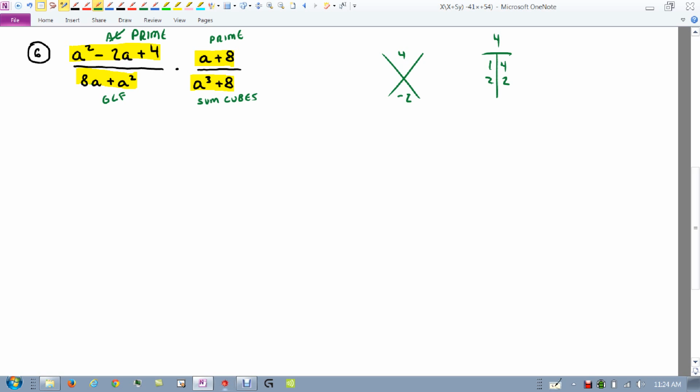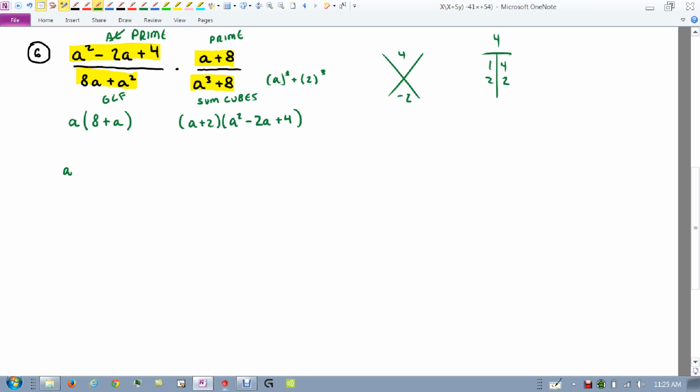And then on the bottom, when I pull a GCF out of this, I can pull an a out. I'll be left with 8 plus a. This top right was prime, and then this turned out to be a cubed plus 2 cubed. And then using the formula, we would get a plus 2, a squared plus 2a plus 4, just like that. I'm sorry, that was a minus right there. That was our formula.